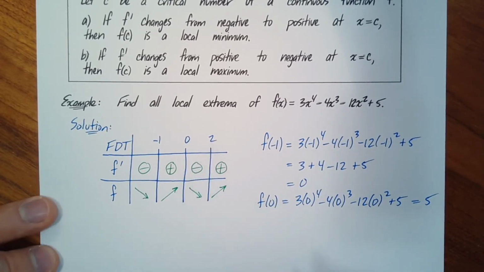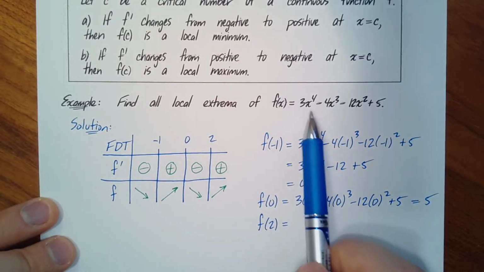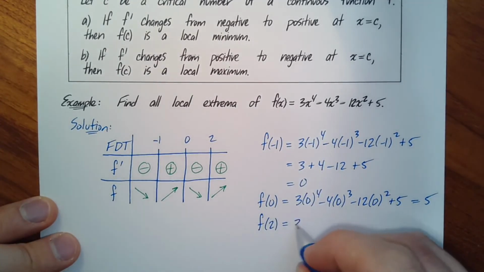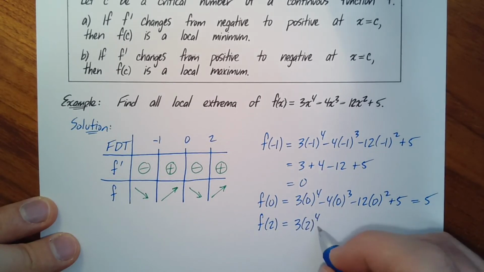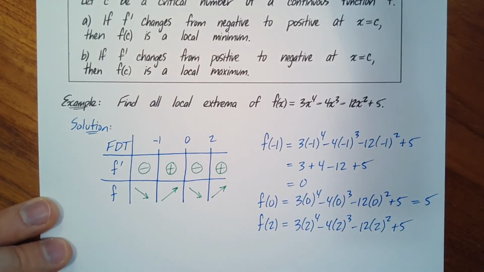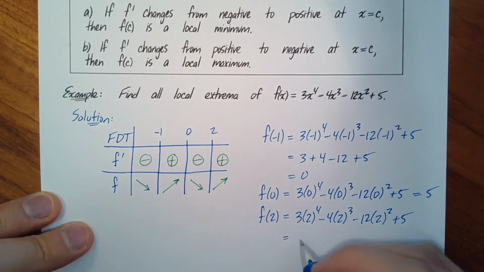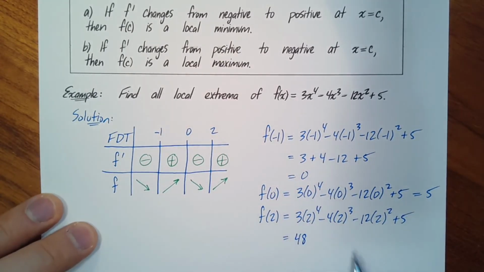point, plug in 2. So f of 2, plug 2 in for x, so we'll get 3 times 2 to the 4 minus 4 times 2 cubed minus 12 times 2 squared plus 5. So work everything out. 2 to the 4, that's going to be 16. So we got 3 times 16, that actually works out to 48.